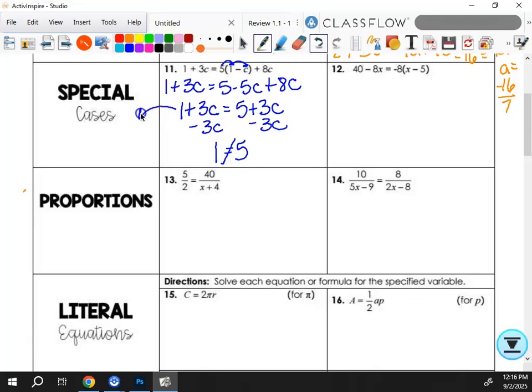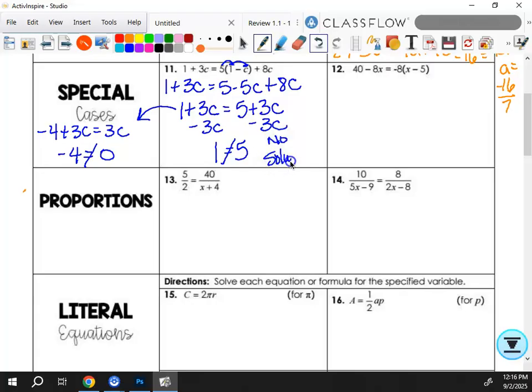Now, if you would move the numbers first, the person that asked me this morning was like, I got a -4. All right, well here, if I just subtracted 5 from both sides, I get -4 plus 3C equals 3C. Well, then when you subtract 3C from both sides, you get -4 equals 0. Is that true? No. So both of us would have gotten false statements. They're different false statements, but they're false statements. So what's my answer? No solution, exactly.